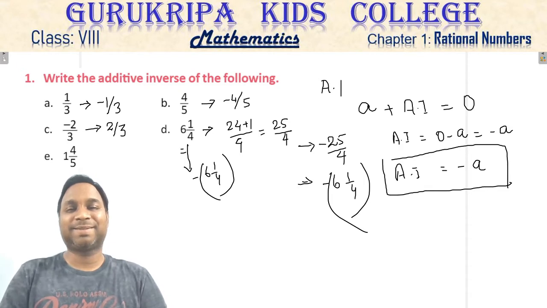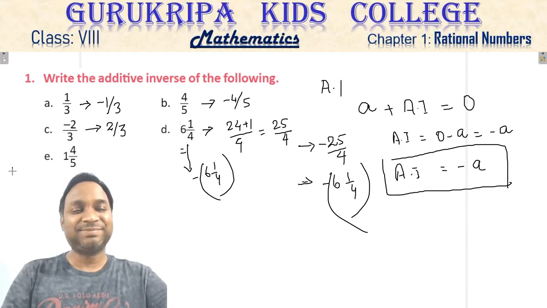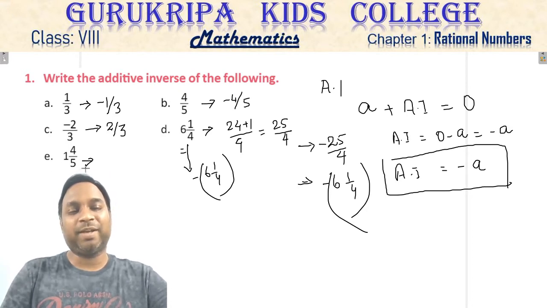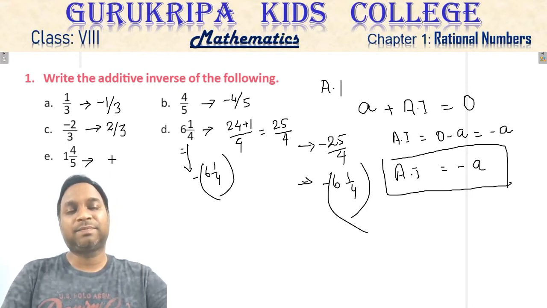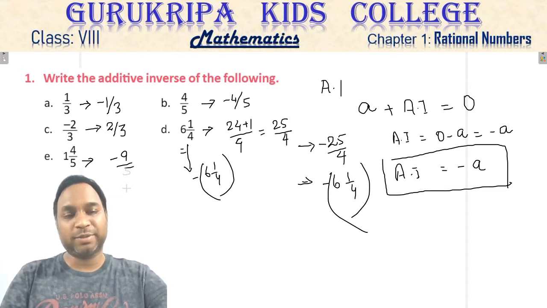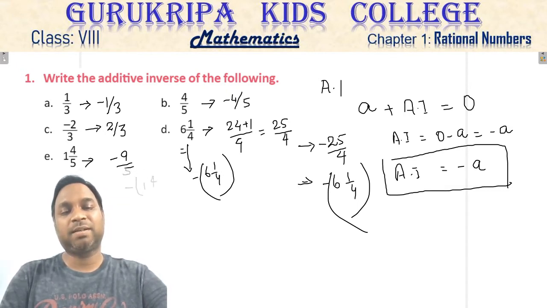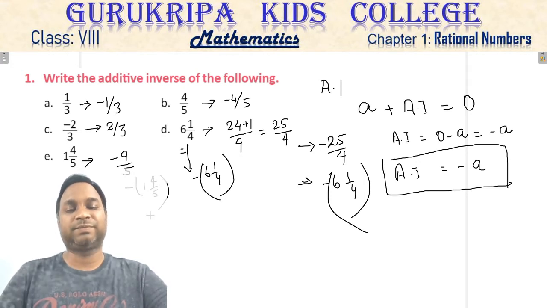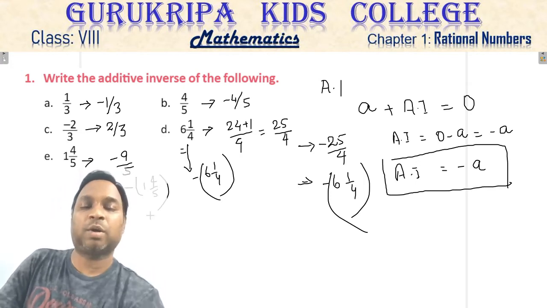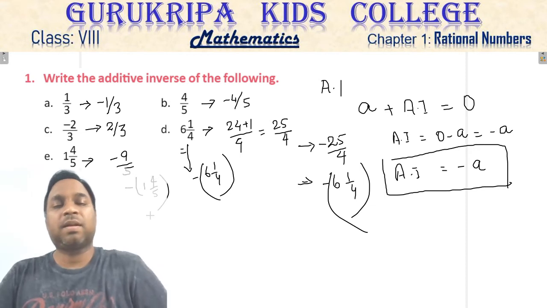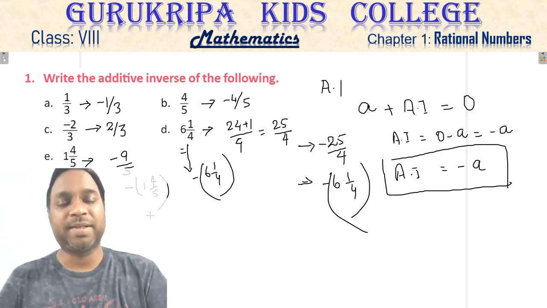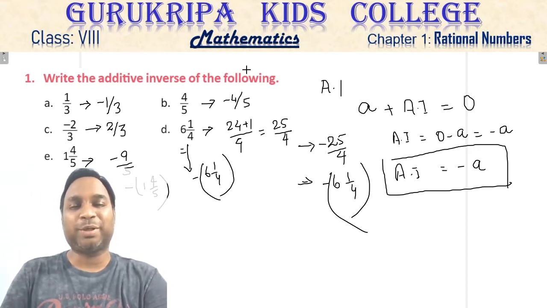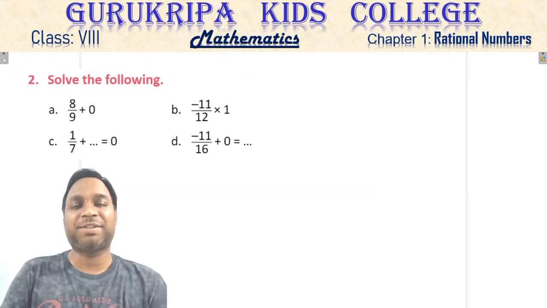Is it okay? Do you understand? So for this 1 4 by 5, what will be the additive inverse? Minus 9 divided by 5. Or you can also write it as minus of 1 4 divided by 5. Okay. Is it okay now? No doubts with additive inverse? Let's see the second question.